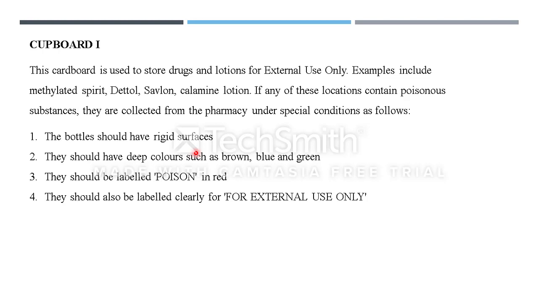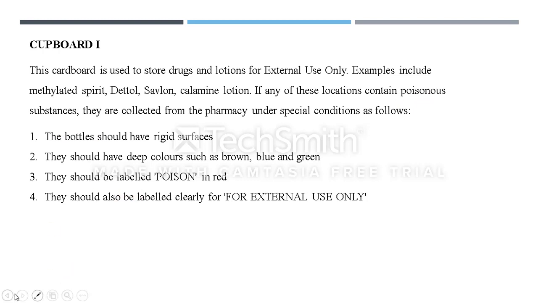But we have some that are very poisonous, and these are supposed to be taken from the pharmacy. Before you take these drugs from the pharmacy, you must make sure they meet these conditions. One, the bottle should have rigid surfaces. They should have deep colors such as brown, blue, and green. They should be labeled poison in red to prevent accidents. They should also be clearly labeled for external use only. These are some of the things you must consider when drugs used externally contain poisonous substances. Okay, that is cupboard 1.